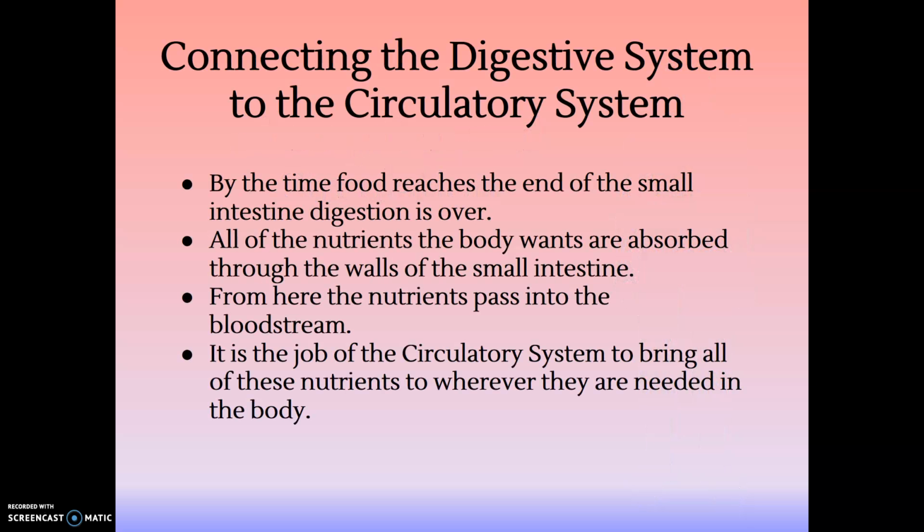So let's first recall that by the time food and other nutrients reach the end of the small intestine, the process of digestion is complete, with most of our digestion occurring in our small intestine, if we remember back to our previous lecture. The nutrients needed by the body are absorbed through the walls of the small intestine, where they pass into the bloodstream. From there, it is the job of our circulatory system to transport all of the nutrients to wherever they are needed in the body.